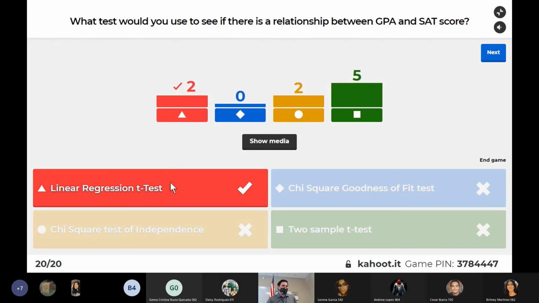The other three possible tests were tests that we saw in chapter 11, the goodness of fit and independence, and the two-sample t-test was from chapter 10. Right? These tests are not appropriate for seeing if there's a relationship between GPA and SAT. So I apologize for that. This one was kind of a guess. Some of you got it right.